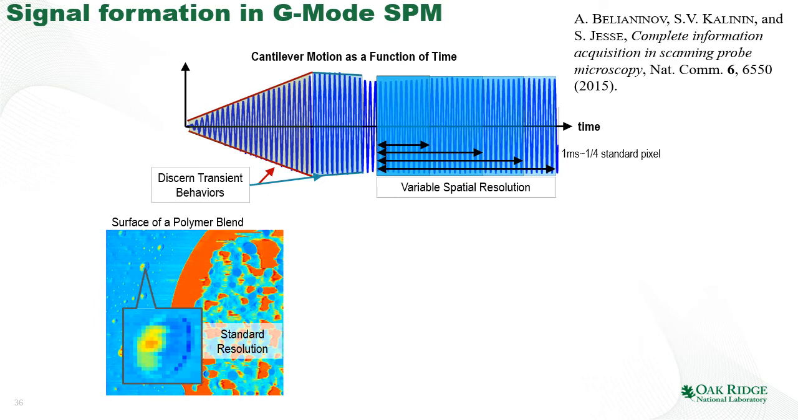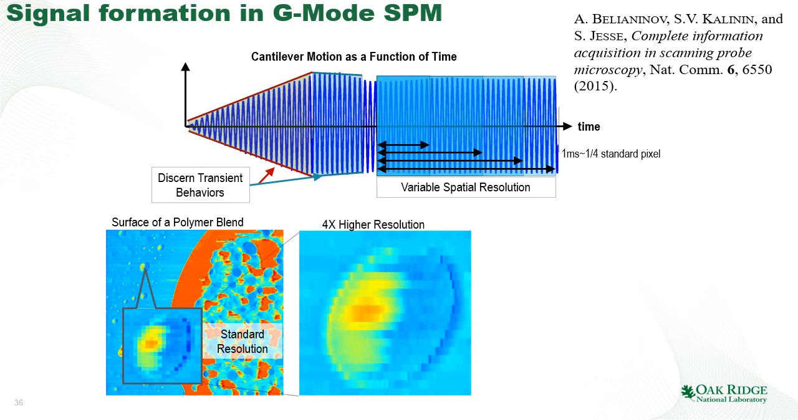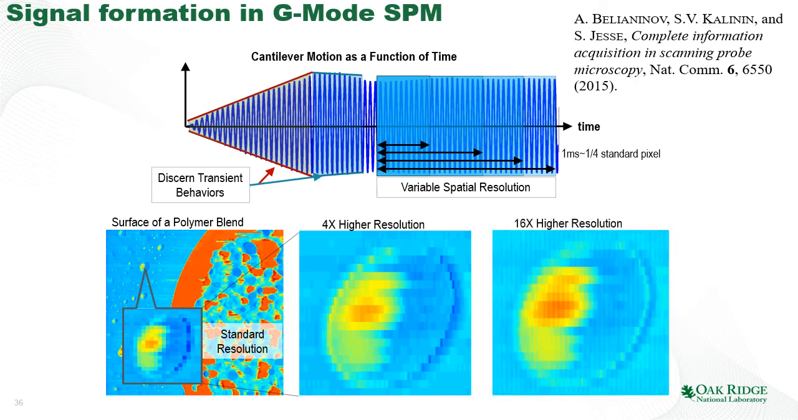Lock-in will just average all this behavior down to one number. But if we store the full signal, then we can start to play with the way we represent it. For example, if we're in the stationary region, we can play with the spatial resolution. We can take the same sequence of response and divide it into some number of spatial pixels, or into 4 times larger number of spatial pixels, or 16 times larger number of spatial pixels. So we have a controllable resolution.